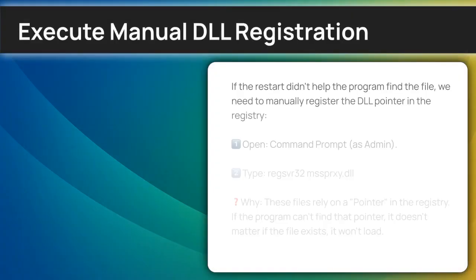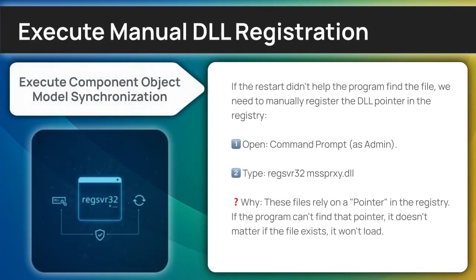If the software remains unresponsive after the reboot, we'll transition to manual environment synchronization. Feel free to pause the video during the sync process. If the restart didn't help the program find the file, we need to manually register the DLL pointer in the registry. First, open command prompt as admin. Second, type regsvr32, followed by your file name causing the error, then hit enter.